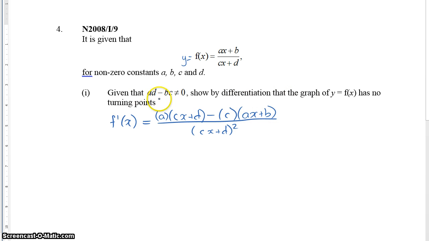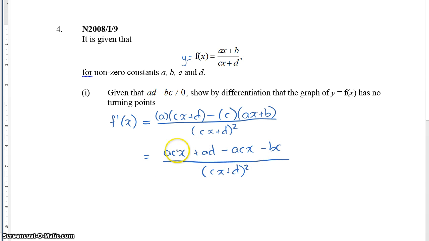Now, I have to show that it has no turning points. So what if this equals 0, this is when it has turning points, alright? So I assume it equals 0. Actually, no, I'm not going to do it that way, sorry. What am I going to do? Well, this is acx plus ad minus acx minus bc over cx plus d squared. So this cancels. This is ad minus bc over cx plus d squared.